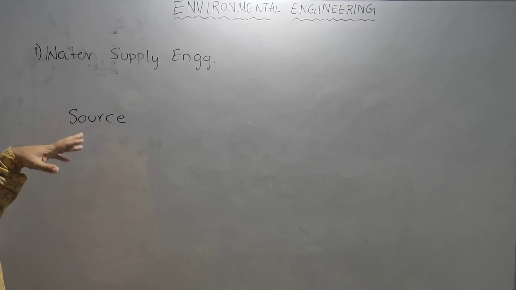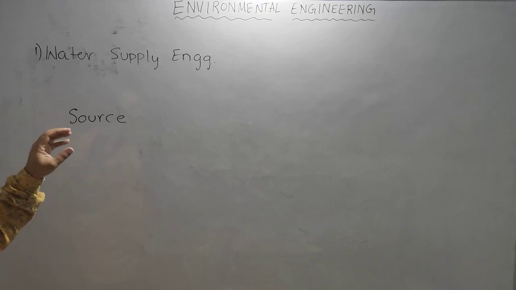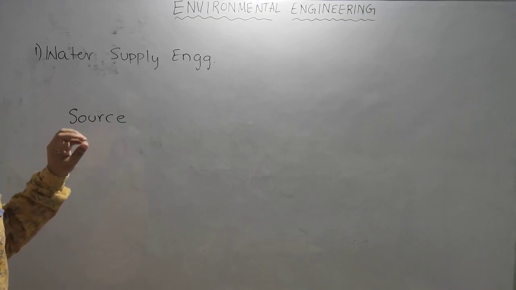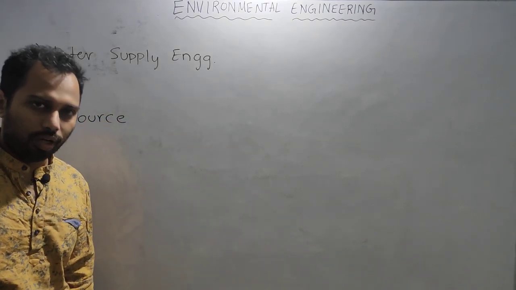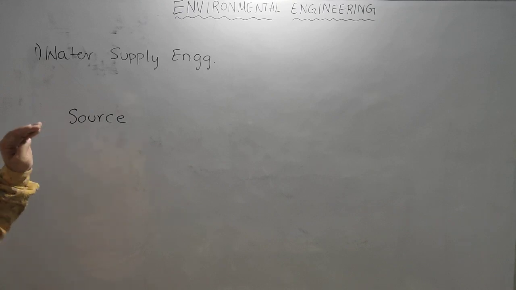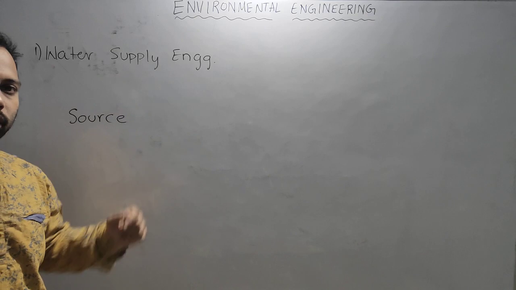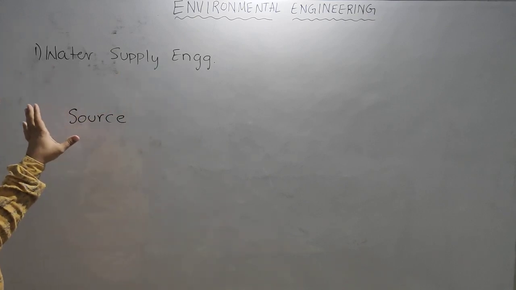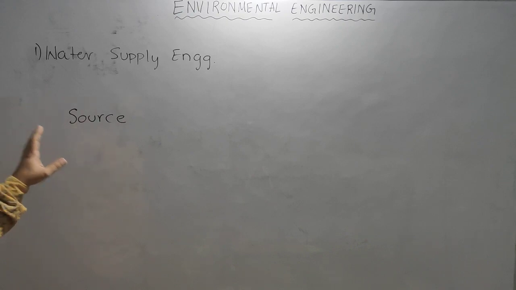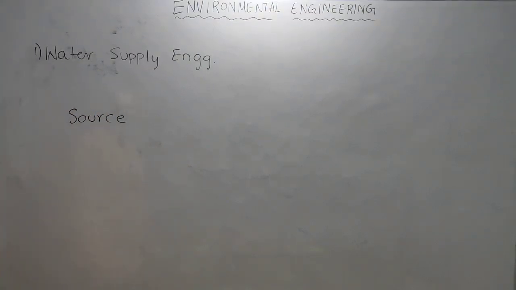So if the source is non-perennial, then we need to construct a project there in order to stabilize the water availability to meet the demands of the community. So source fixing plays a very crucial role in water supply, because water supply is completely dependent on this part. Without a proper source, your complete supply chain will get disturbed. That is why finalizing the source is a very crucial thing.